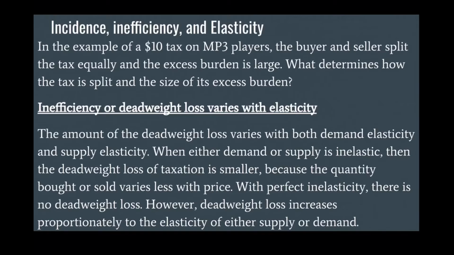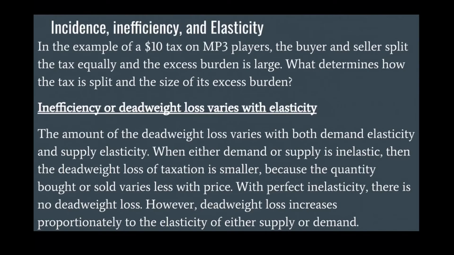Incidence, inefficiency, and elasticity. In the example of a $10 tax on MP3 players, the buyer and seller split the tax equally and the excess burden is large. What determines how the tax is split and the size of its excess burden? Inefficiency or deadweight loss varies with elasticity. The amount of the deadweight loss varies with both demand elasticity and supply elasticity.